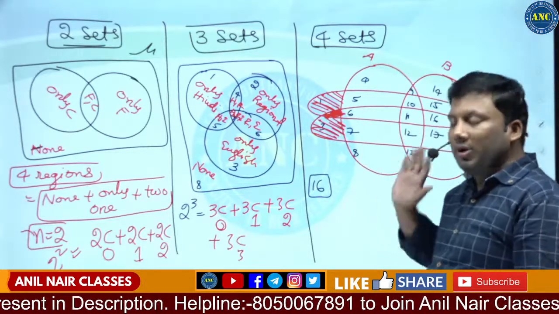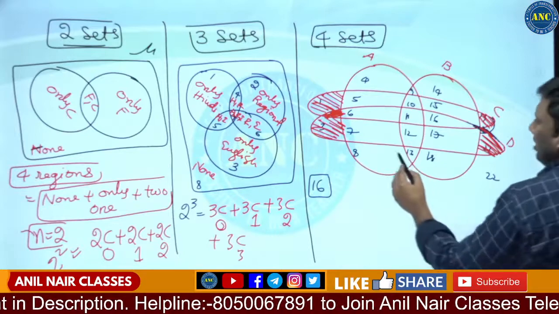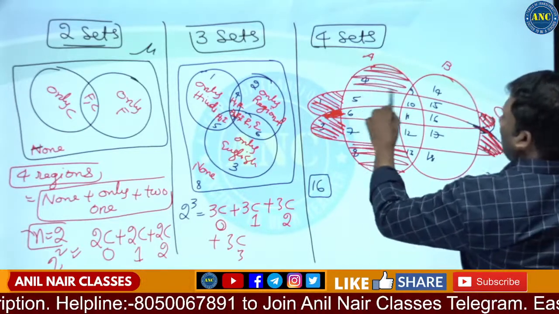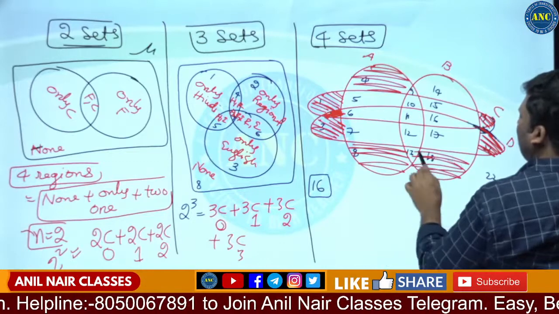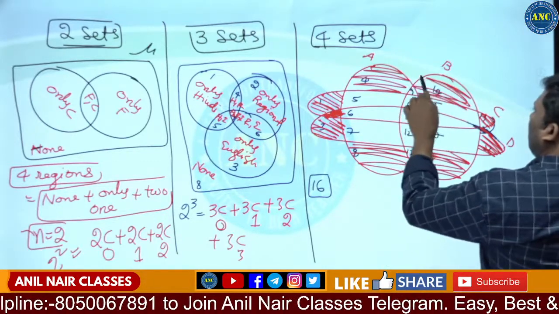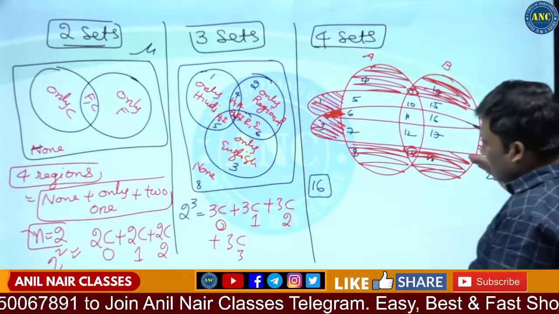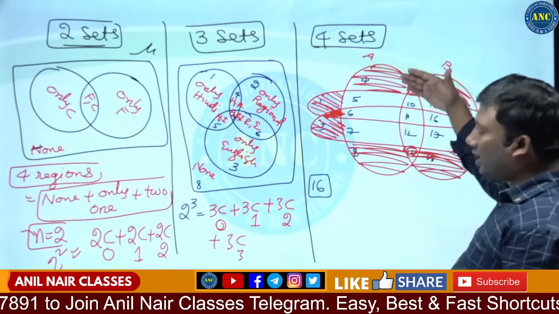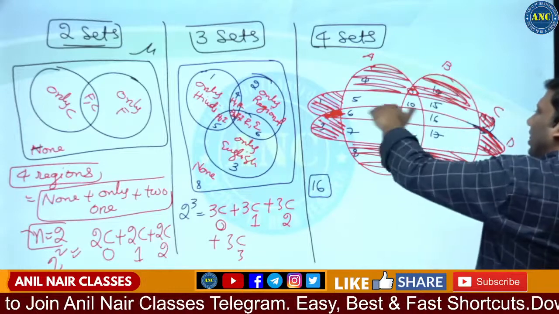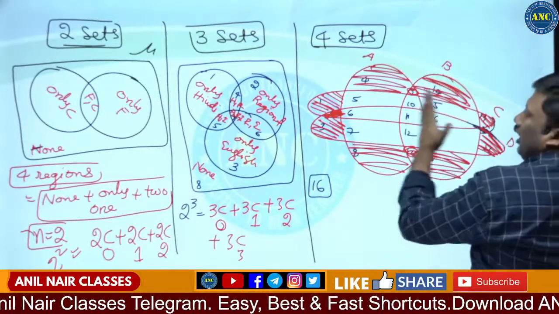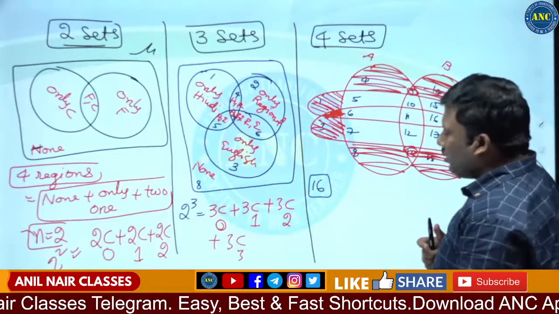3 are duplicated. Similarly, what is this region? Only A. These are only B. A intersection B. That means the bottom 3 are duplicated with the top, which I will call the water image. If I keep a mirror, these 3 are also mirror images of these 3.